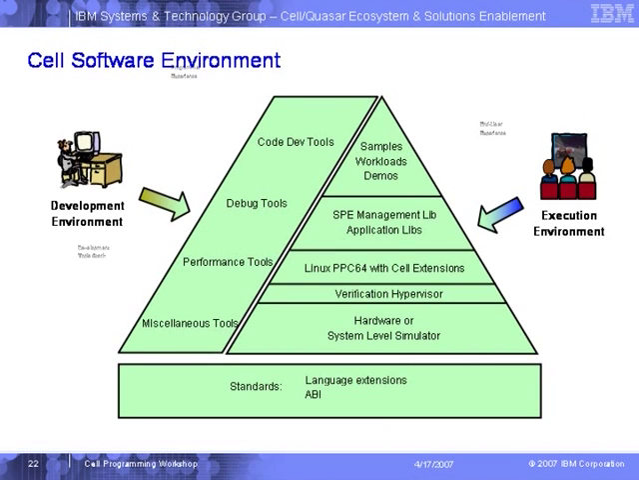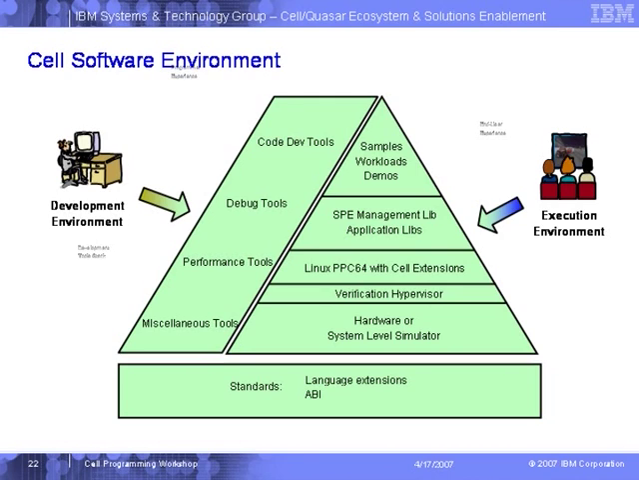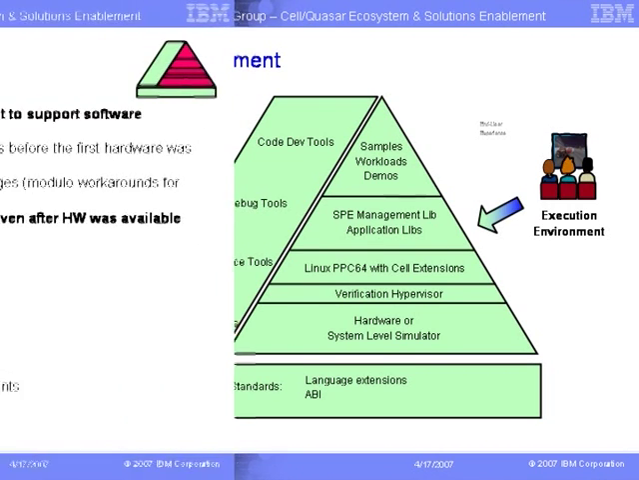For the software environment, we provide some development environments on the left side: the tools, the debug and performance tools, and miscellaneous tools, those that you have seen before. On the right-hand side, we have a sample workload shipped in your SDK and SPE management libraries, so we can manage the SPE: create an SPE, queue an SPE, release an SPE, create an SPE group, for example. We have Linux PowerPC 64 with Cell extensions to run on the Cell BE here, the verification hypervisor supported by the PowerPC, the hardware and system-level simulator which you use to develop your code, and the language extension ABI.